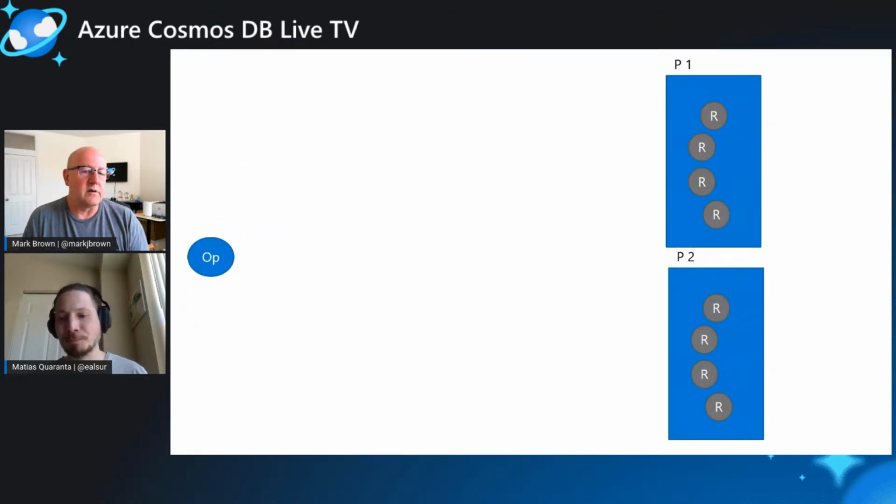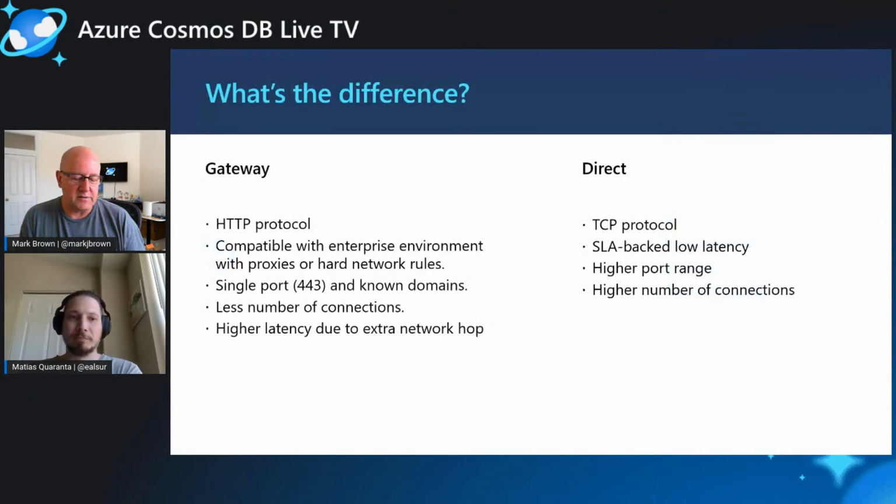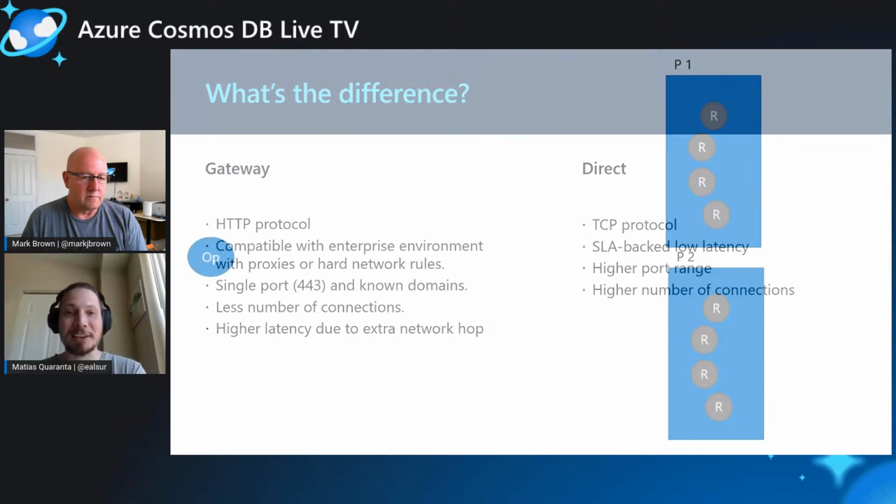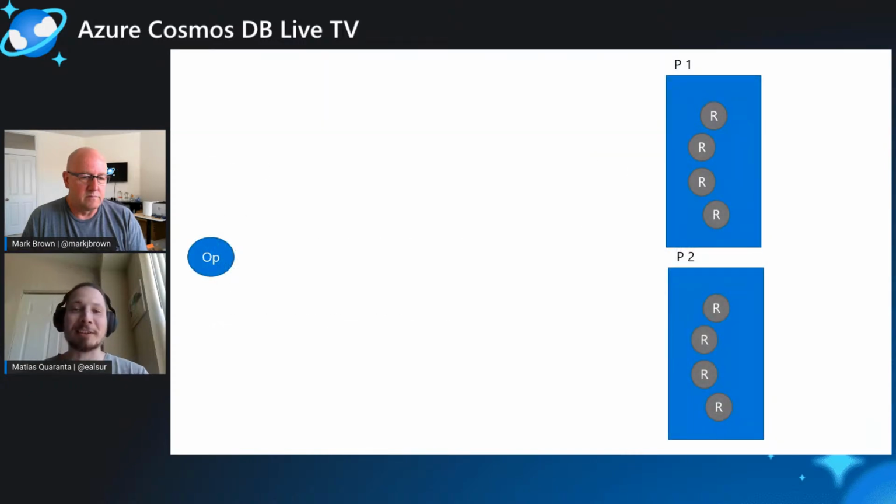Got it. So even in direct mode, you still have to connect to the gateway first and grab all the mapping information, correct? And then it basically treats your client like a gateway, doing all the physical partition and PK range mapping, rather than having to do it from the server, right? Exactly, that was a good point, because that's actually the next point I'm going to discuss.